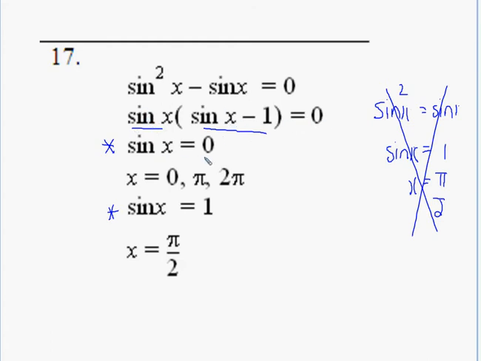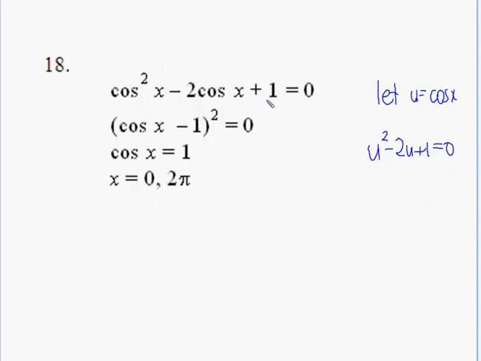So sine x is equal to 0. Where's x equal to 0? 0, pi, 2 pi. Sine of x is equal to 1 at pi on 2. So there's our solutions there. Our quadratic here works out.